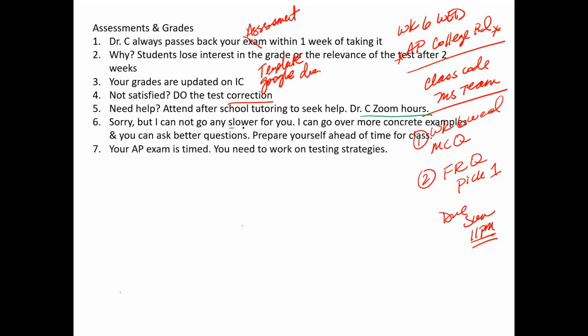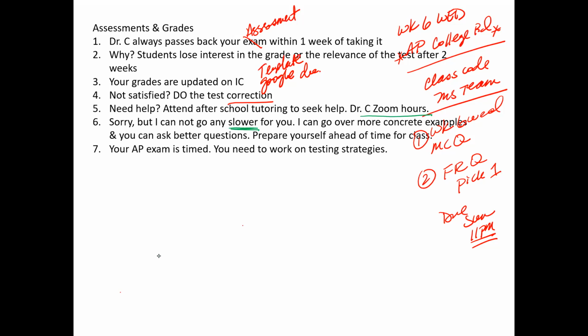Unfortunately, I cannot go any slower for you, mainly because I've already paced out what we're going to be doing between now and the day of the AP exam. If I go any slower now, that means when we get to the more difficult concepts, we won't have enough time to spend on those concepts wisely. So make sure you are preparing yourself ahead of time for class. You have your packet, your notes from pretty much 3 or 4 weeks at a time.